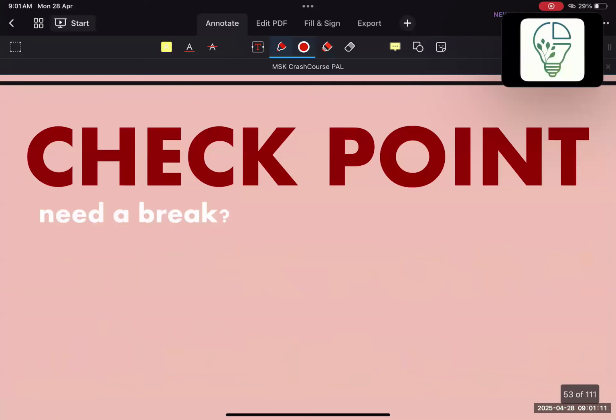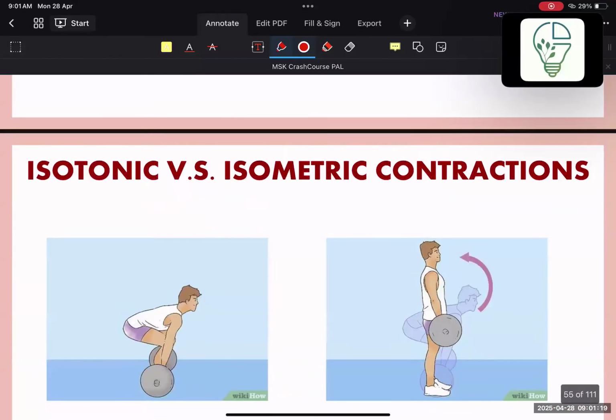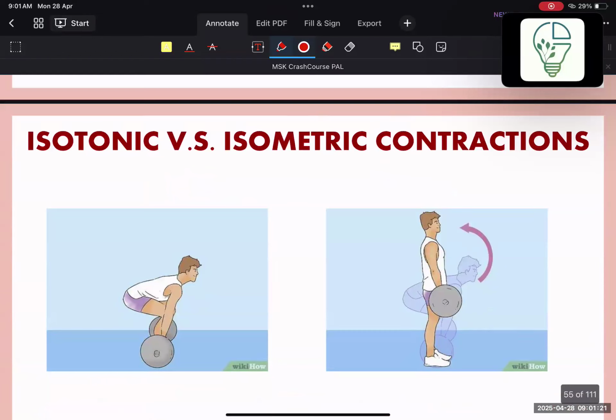And with that, we're done with our second lecture. I was going to take a moment break here, but it's fine. We can just continue. Let's continue with introducing what isotonic and isometric contractions are. And to do so, I'm going to give a gym example. And if that doesn't make sense, we can just move on to the table that I have written after the slide.